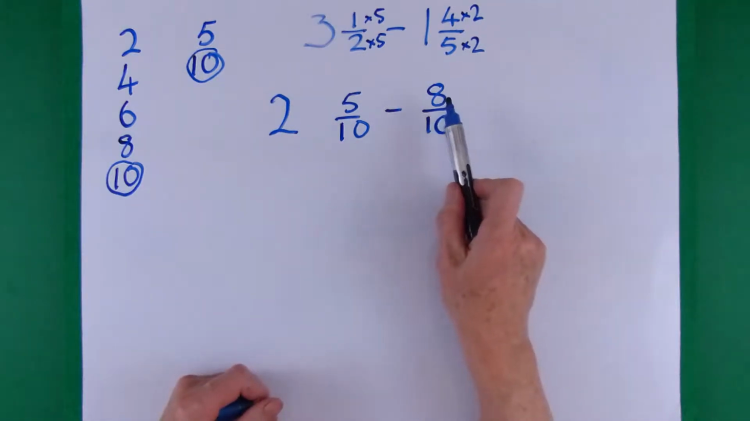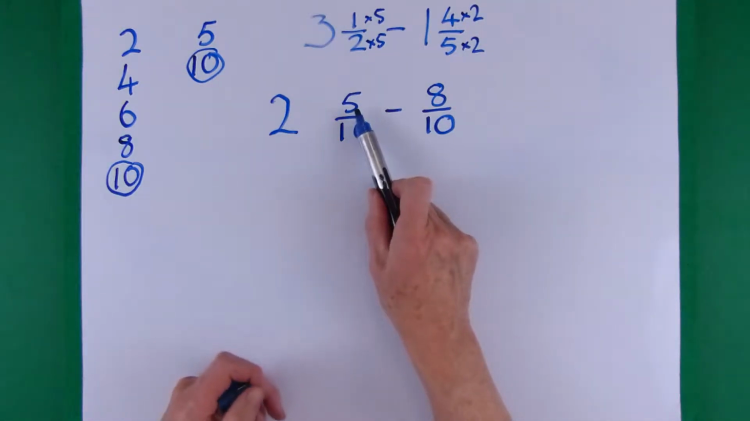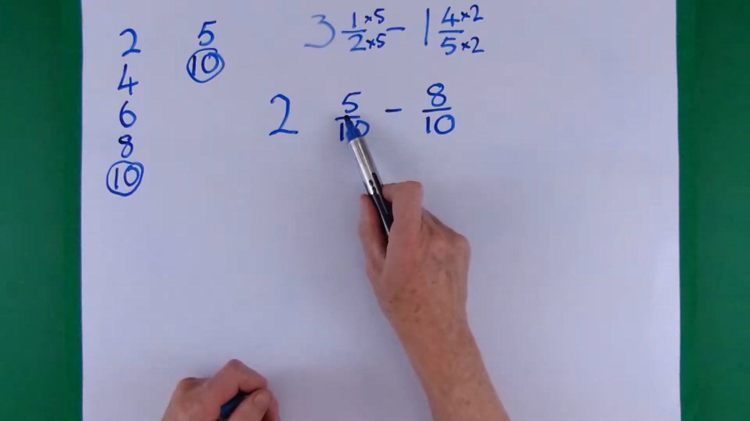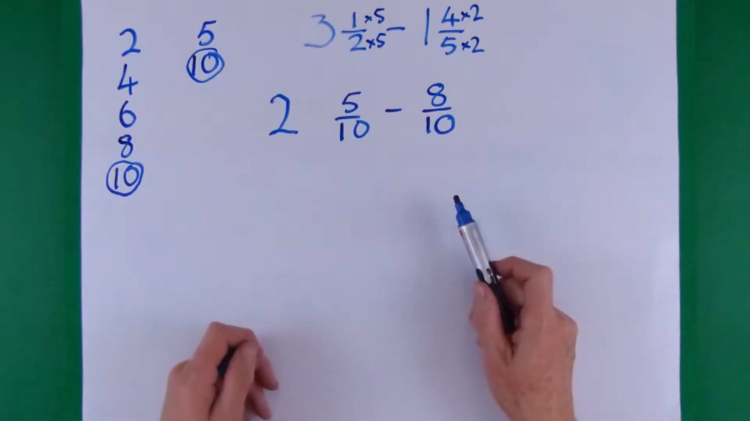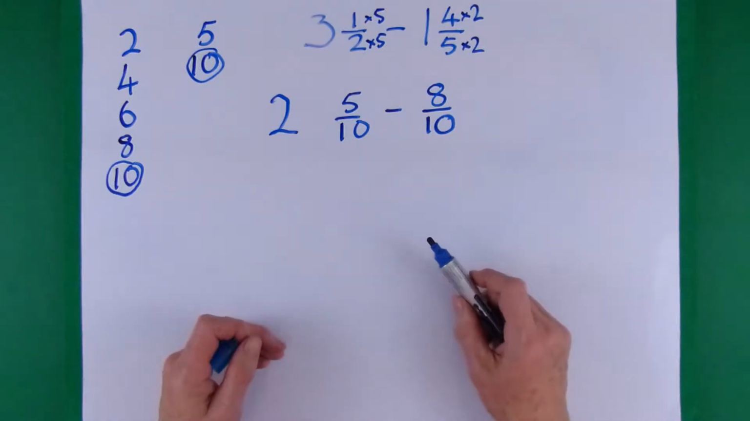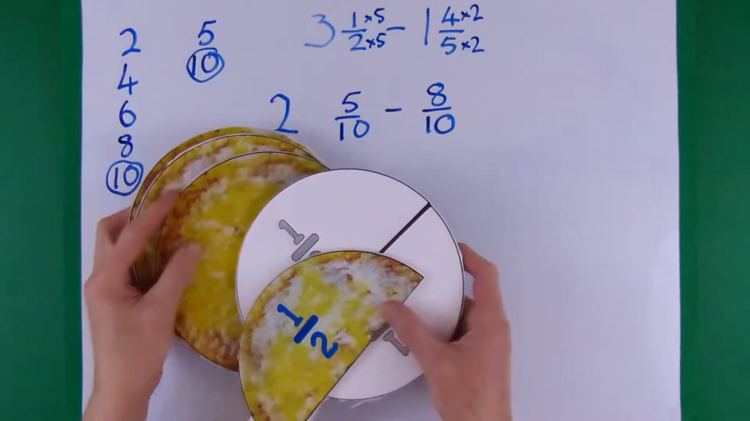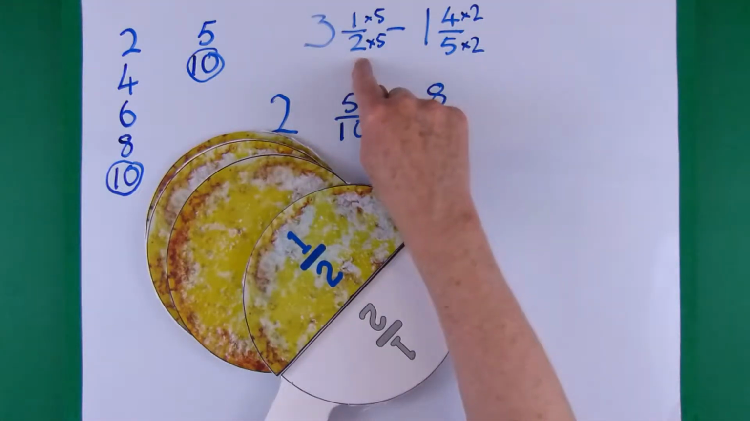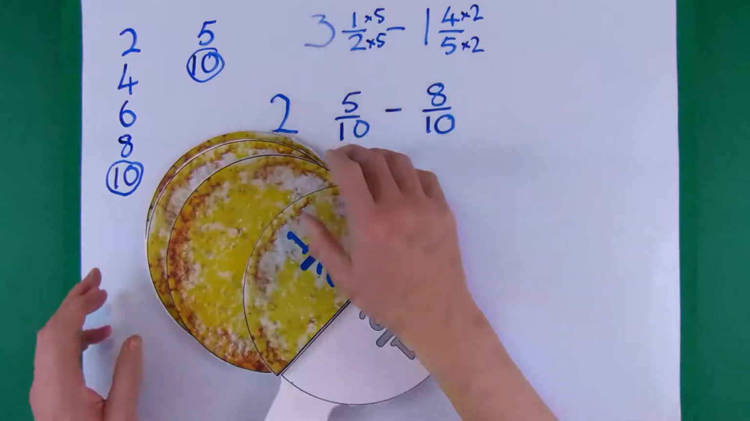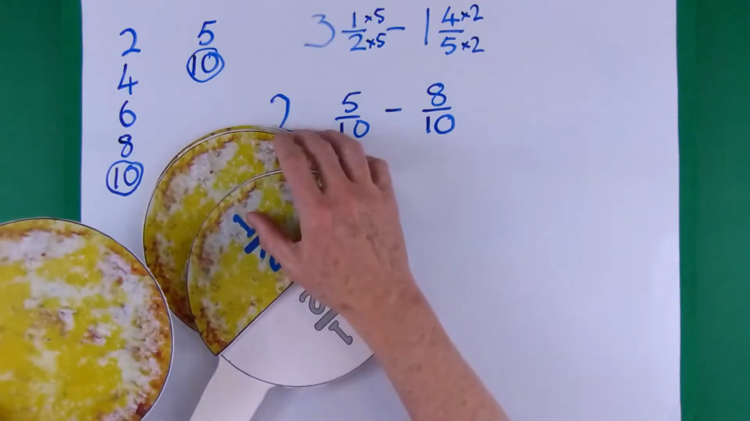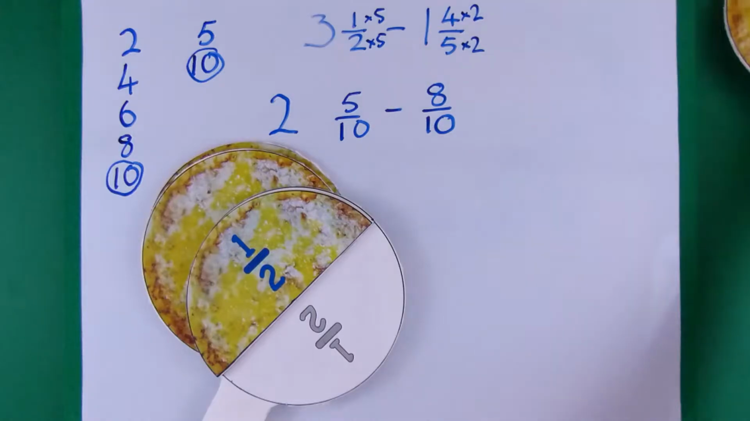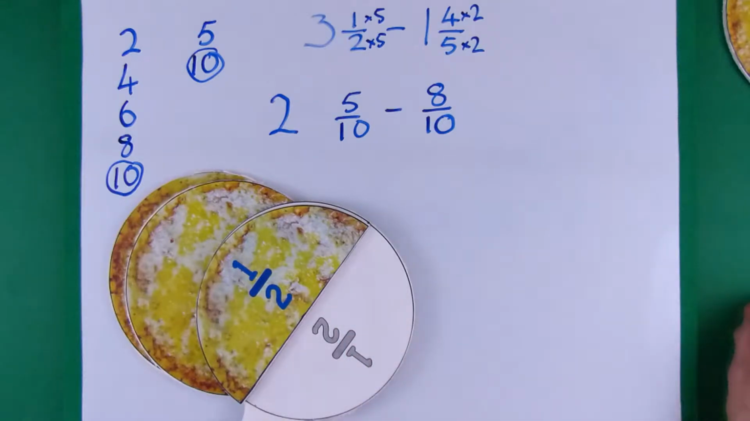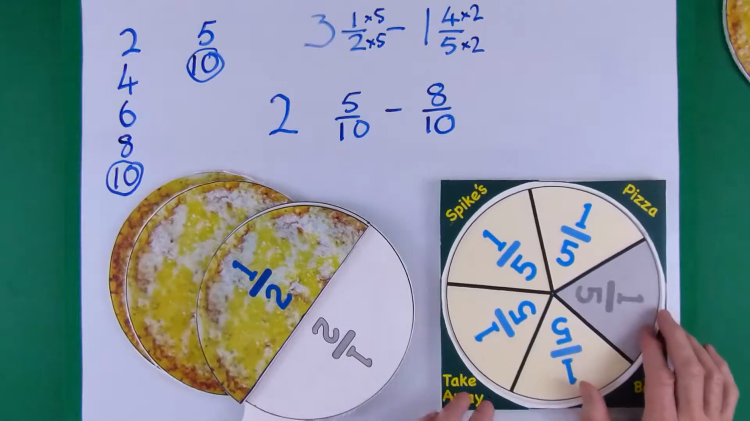Now if you take a look at it, we've got 8 tenths and we want to take them away from 5 tenths. We can't do that, can we? And at this point, we'll have a wee look at the pizzas. Here we have our 3½ pizzas. First thing we had to do was to take away the 1 pizza. So we take away 1 pizza and we're left with the 2½ pizzas.